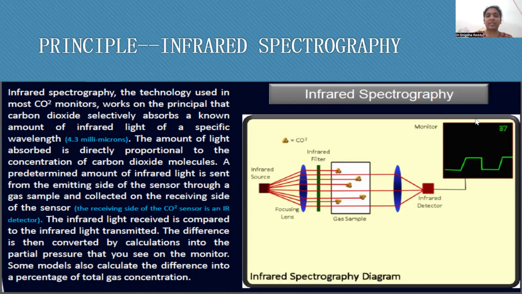So this picture shows that the more carbon dioxide molecules, the more light is absorbed and less light goes to the detector. So this is the infrared source, which emits infrared radiation of a specific wavelength. But in that specific wavelength, carbon dioxide absorbs only the 4.3 millimicron wavelength of infrared radiation. It absorbs a few IR radiations, and finally the leftover radiation comes to the detector.